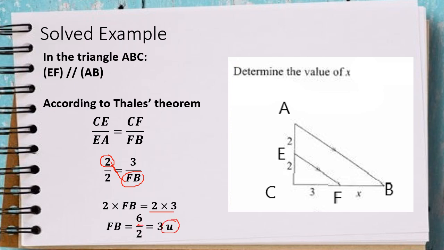And what does that mean? So U is a unit because I do not know if it is 3 centimeters, 3 meters, I do not know. So I say 3U, it means 3 units.